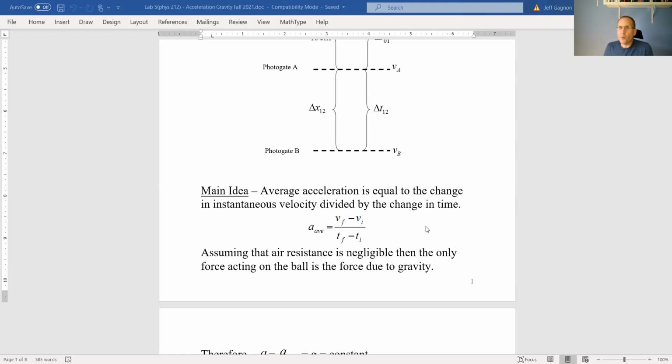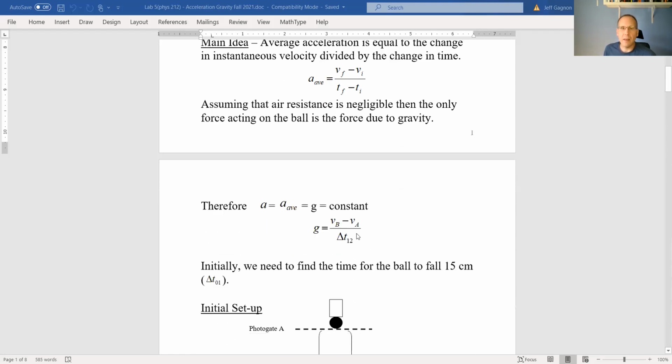Okay, so in this case, we have the initial velocity, think of it as VA. We have the final velocity, the velocity at photogate B, VB, and we know the time it takes to go from VA to VB. So we have that time interval. So really all we're doing, and this is where the formula comes from, it's simply going to be the final velocity VB minus the initial velocity VA. Okay, so that's a change in velocity from the first to the second photogate, divided by delta T12, because that's the time interval it takes to go from the first to the second photogate.